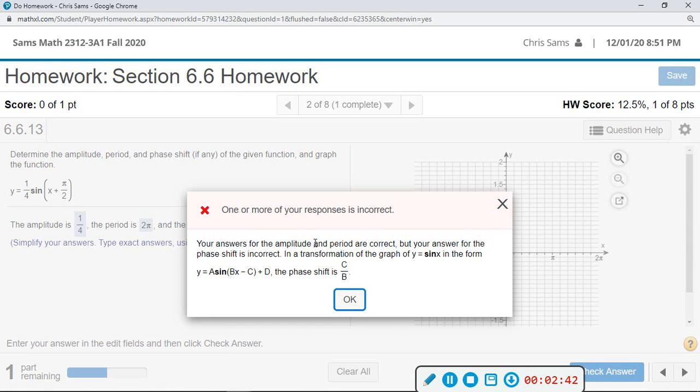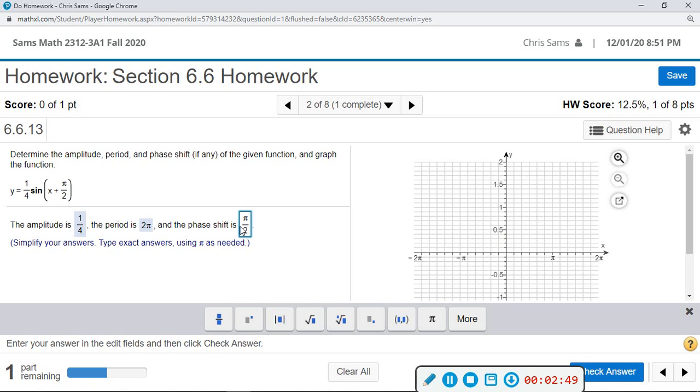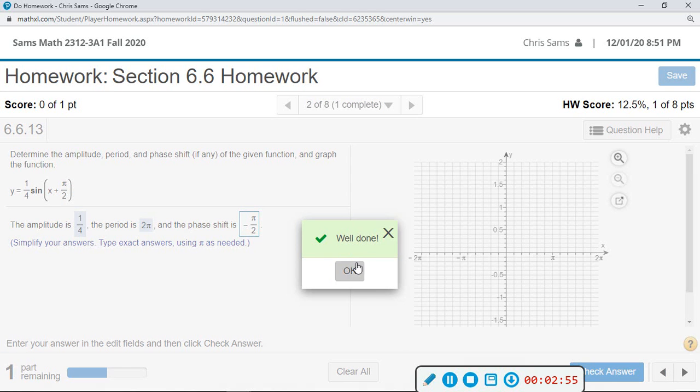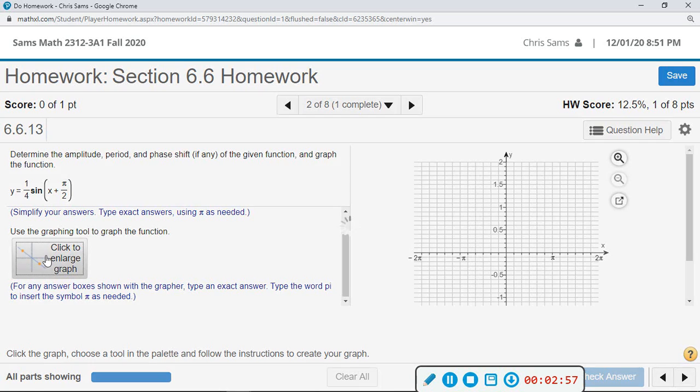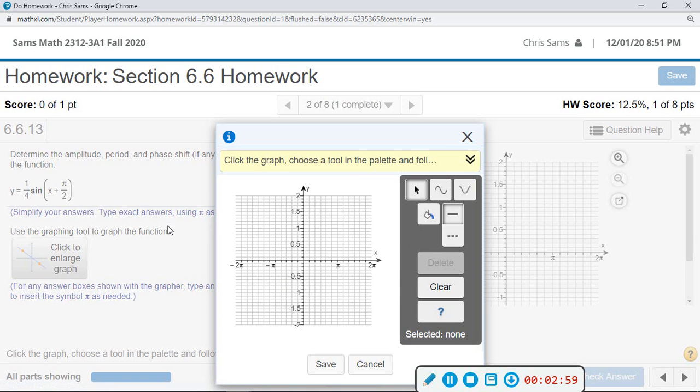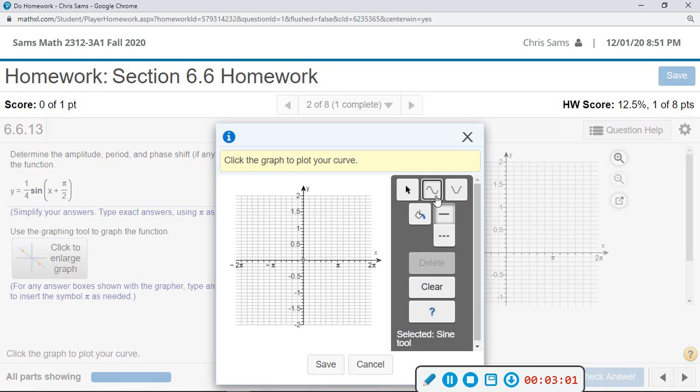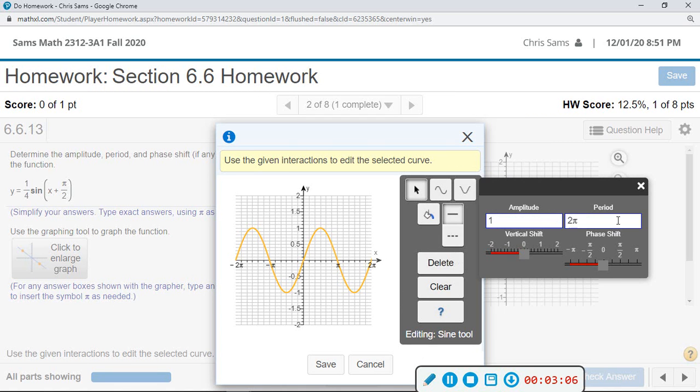Okay, so your answer for the amplitude and period are correct, but the phase shift is incorrect. Okay, so do the opposite sign. Let me do that. So that's the negative right there. All right. Now we're going to graph it. This is still sine, so this curve. Just click anywhere on the graph, and then we're going to tell it.